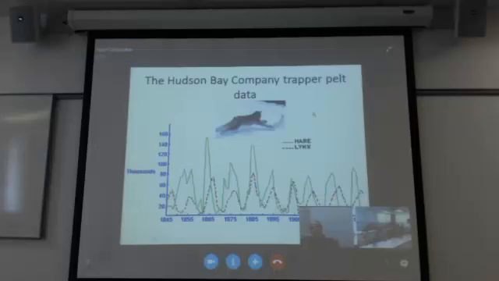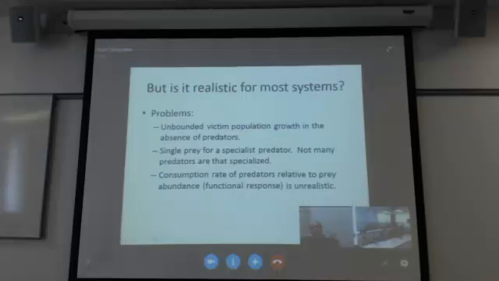Notice this is a single prey specialist predator. In other words, all this predator can do is eat that prey. So this is the lynx that can only eat snowshoe hares. A nice fat juicy squirrel is ignored. Very few predators are that specialized because they simply can't survive.